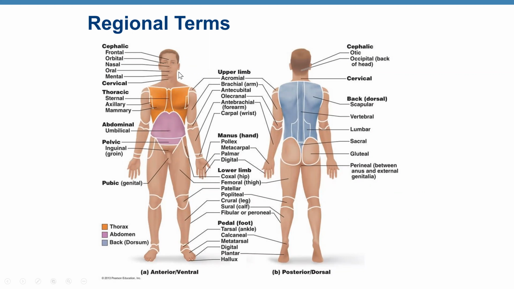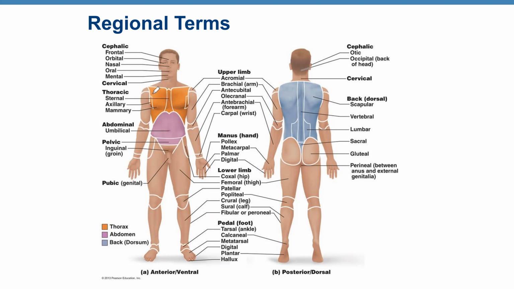So here's our diagram of a person in anatomical position, and we can see the anterior view, front, and the posterior or dorsal view, or back, and then you can see how body parts are divided into regions. Like the cephalic region is a larger region, that's the head. Within cephalic, you have frontal, orbital, nasal, oral, mental. Then you have the cervical region, that is the neck, and so on.